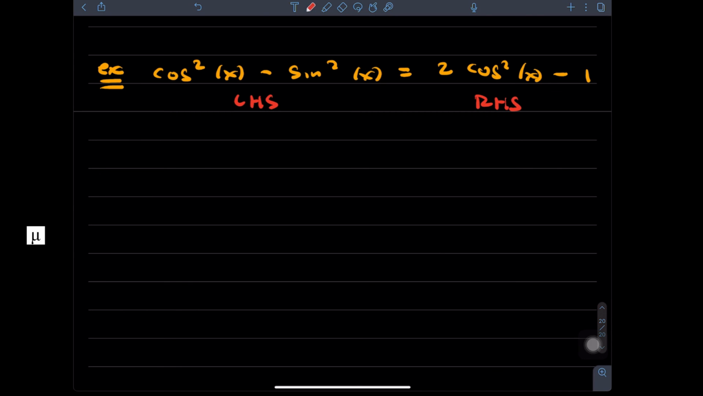Okay, you guys okay with that one? So let's see this proof. We'll start with the left-hand side again. And that's going to be cosine squared x minus what? Sine squared x.